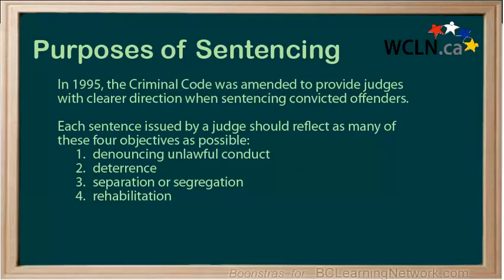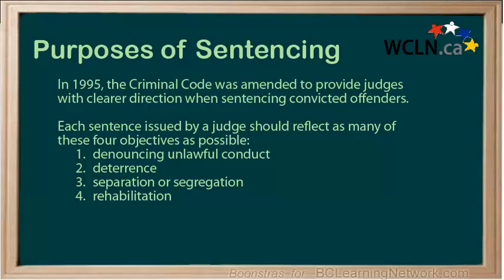In 1995, the Criminal Code was amended to provide judges with clearer direction when sentencing convicted offenders. Each sentence issued by a judge should reflect as many of these four objectives as possible. 1. Denouncing unlawful conduct. 2. Deterrence. 3. Separation or segregation. 4. Rehabilitation.